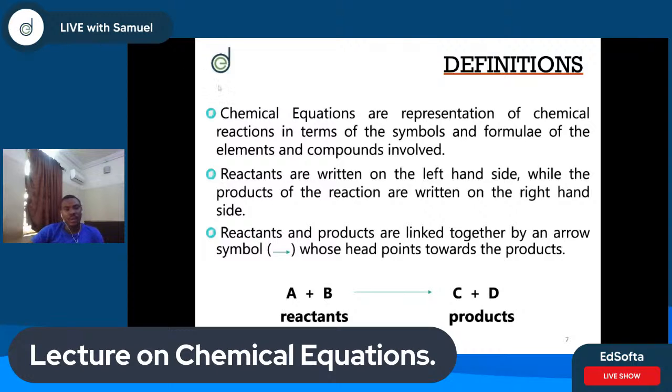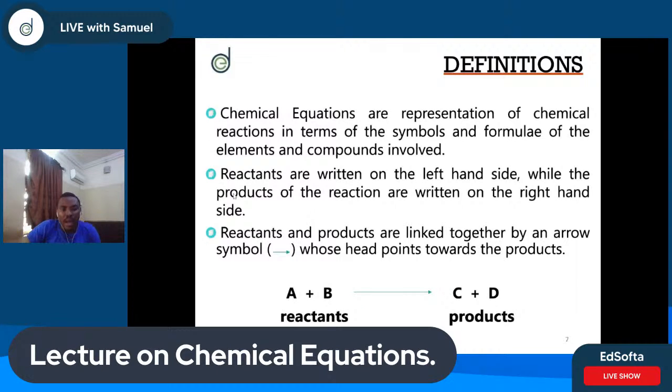So chemical equations are what we use to represent this chemical reaction in terms of symbols and formulae, just to help us reduce the bulkiness, so that instead of writing out the words in full, and also to help us perform certain arithmetic on these chemical reactions, so that we can know how these substances behave when they react with each other.